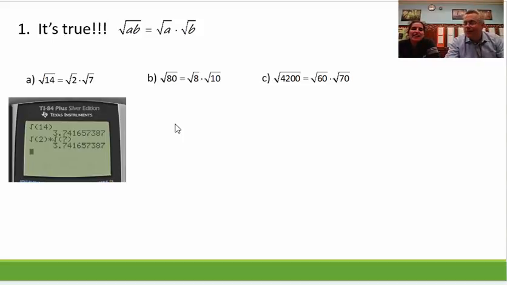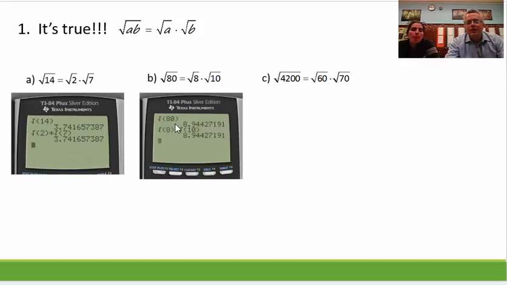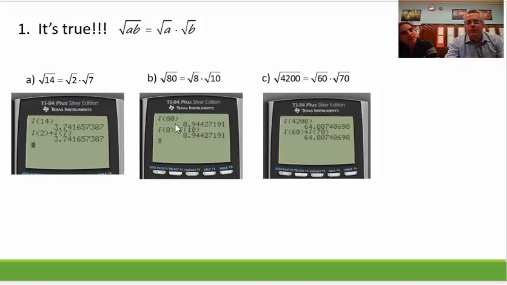Same thing with the square root of 80. 80 is 8 times 10, so we can break it up into the square root of 8 times the square root of 10. You can see there, they're both equal to 8.944 or something. And this works for any two numbers. So 4,200 is broken up into 60 and 70. And sure enough, the square root of 4,200 equals the square root of 60 times the square root of 70. That's right. Now, there's a special way of doing this. Right, so 80 is 8 times 10, but is there another way to break that up? Yeah, and we're going to find a more useful way.